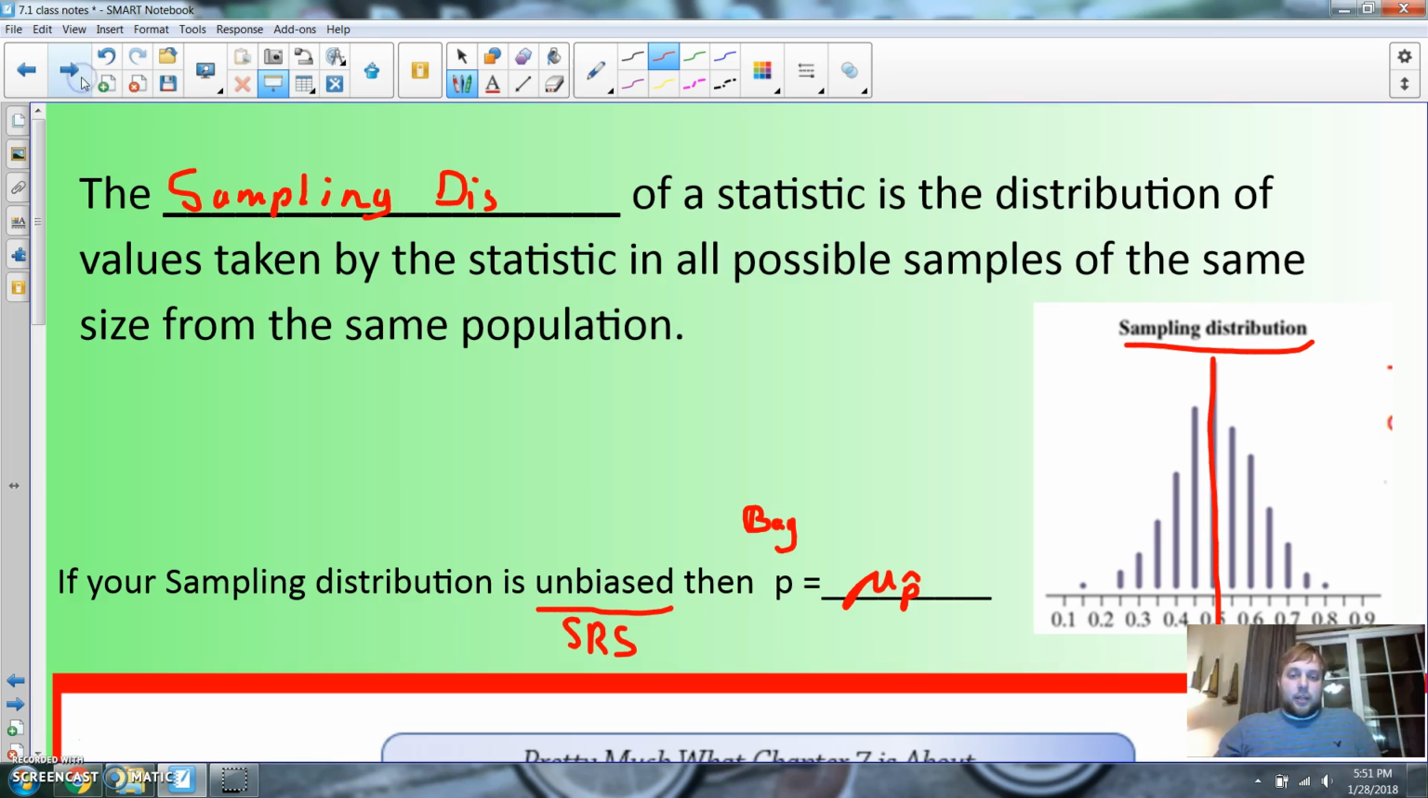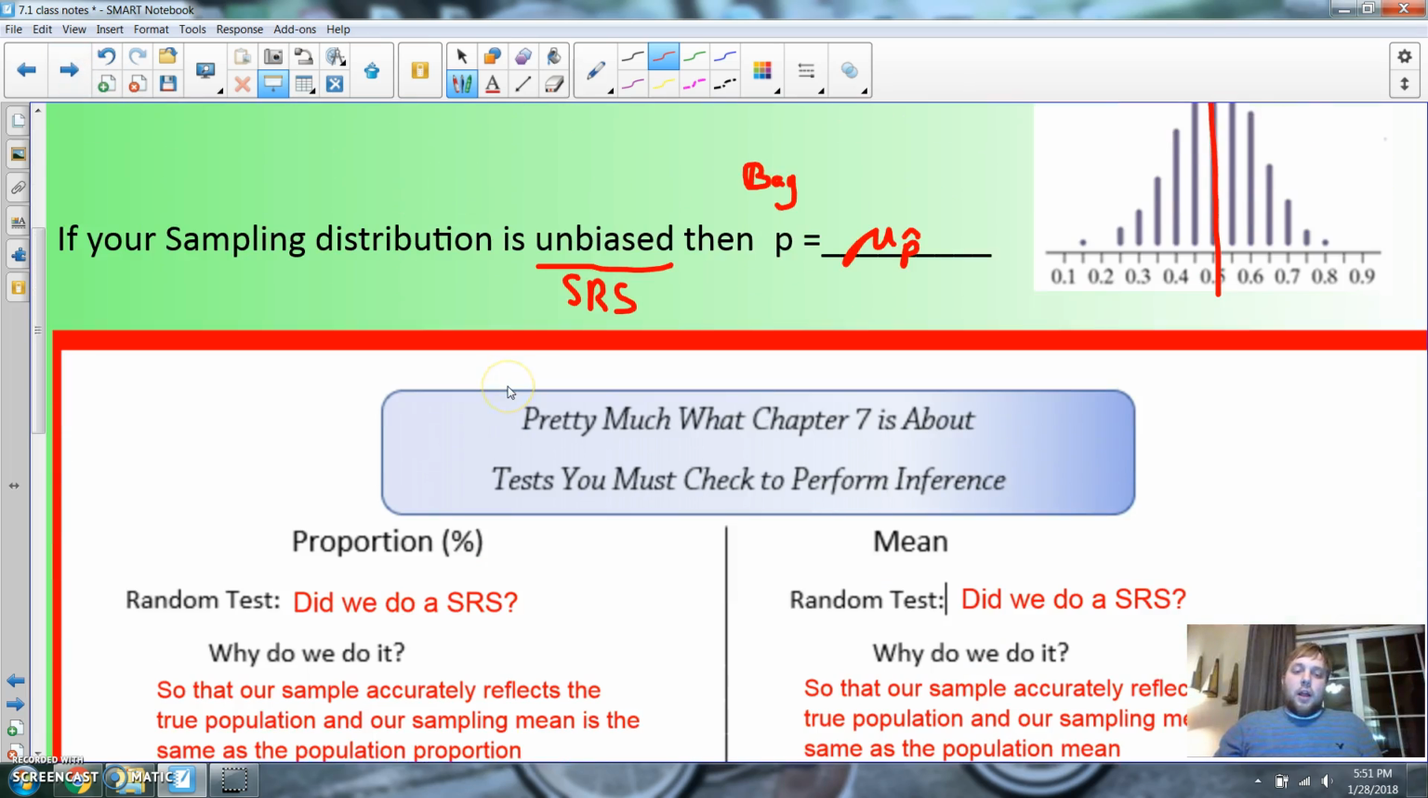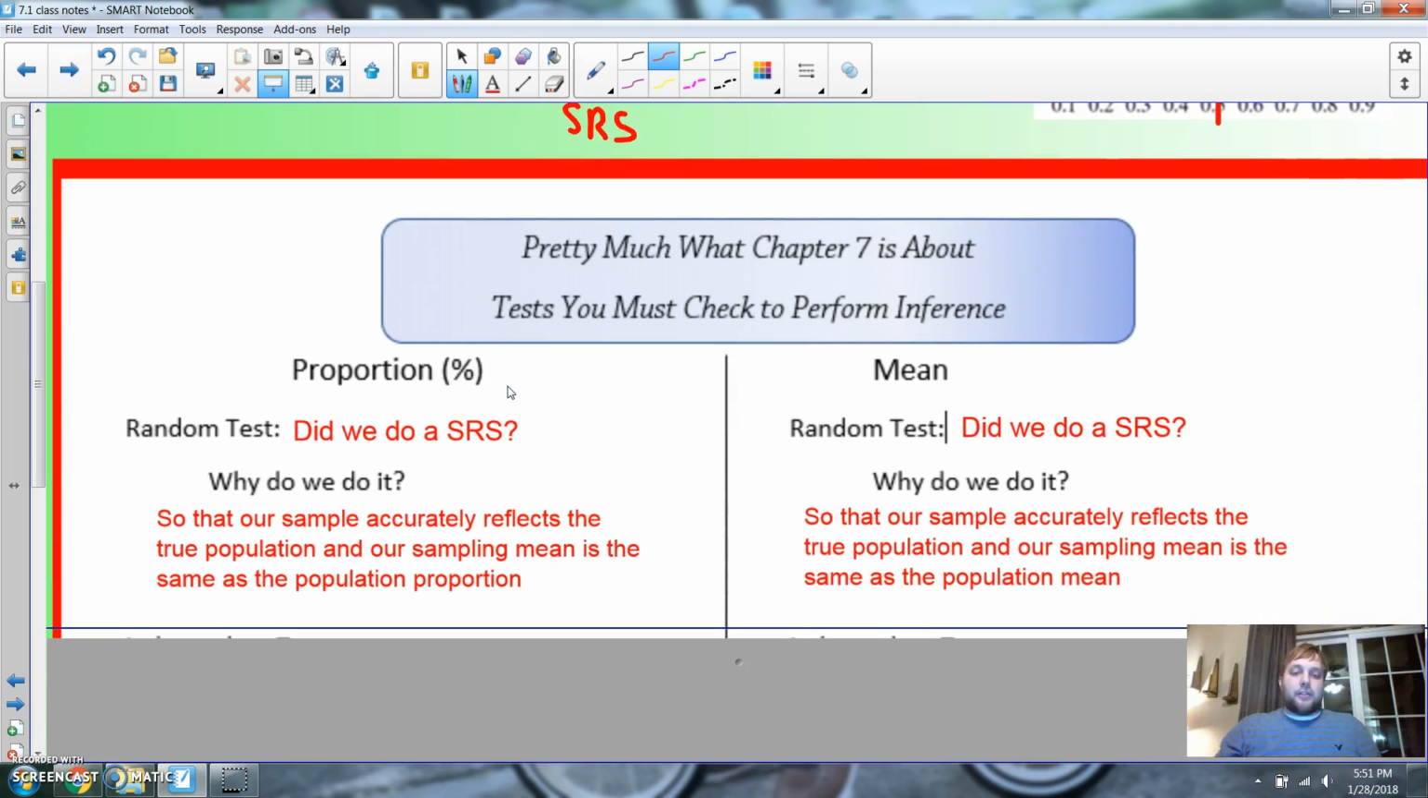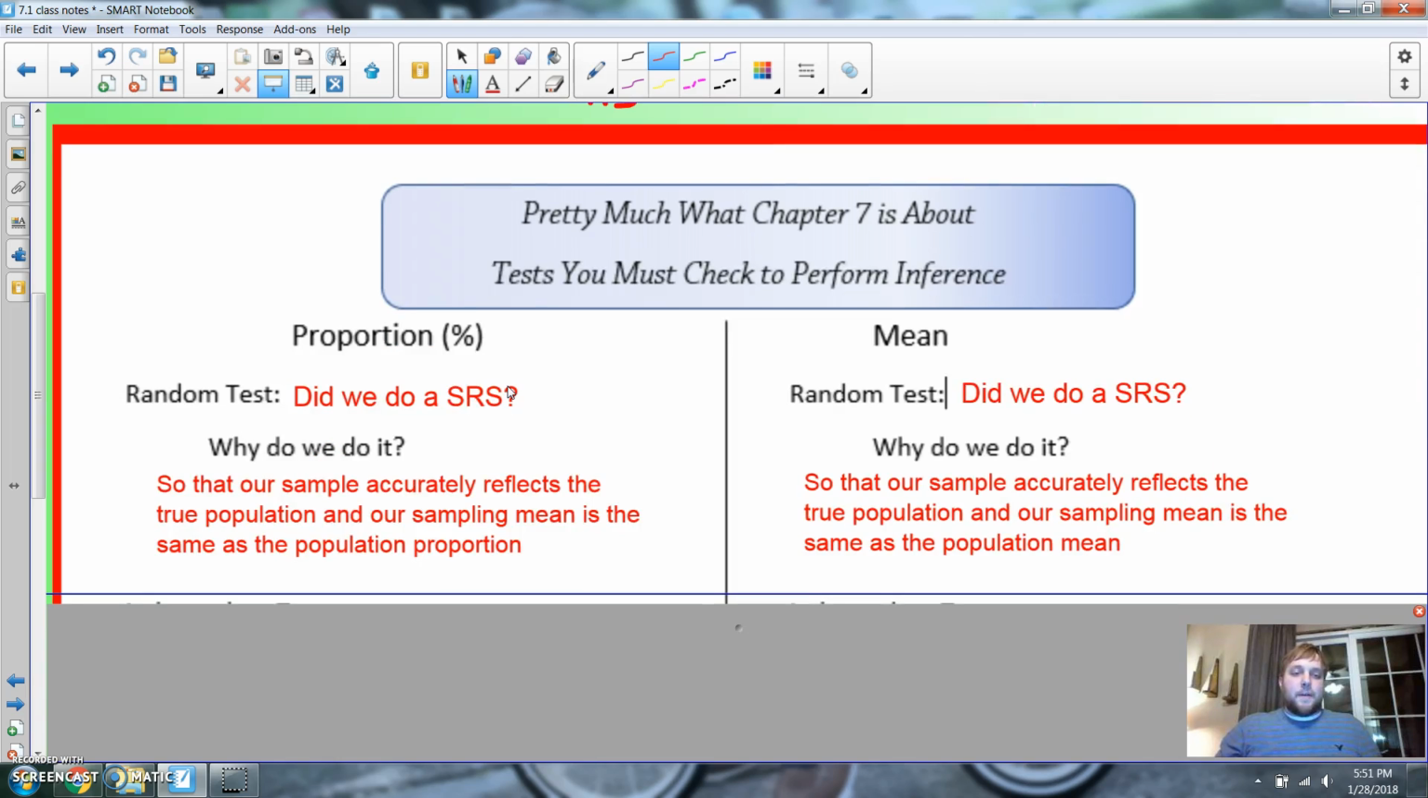We're getting close to being done. So here, this is the first thing that you guys got to memorize. We're going to end here. But the very first thing you got to memorize, there's 6 things with proportions and means. Why do we do a random test? Here it is. You can pause it, write it down.